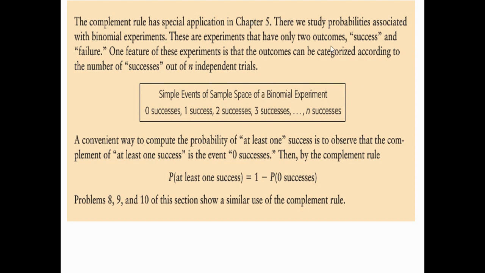Here's the key thing to this whole section. A convenient way to compute the probability of at least one success is to observe that the complement of at least one success is 0 successes. Then by the complement rule, to calculate the probability of at least one success, take the whole number 1 and subtract the probability of 0 successes.